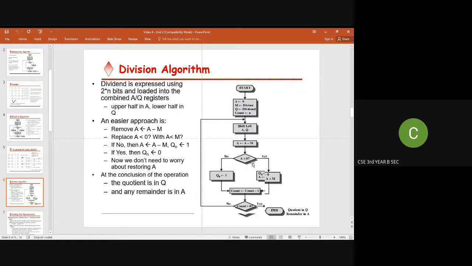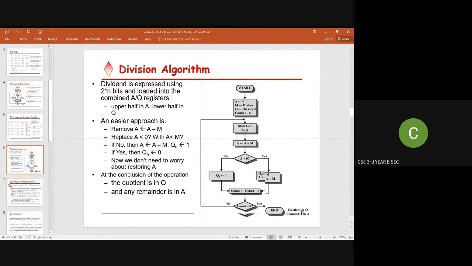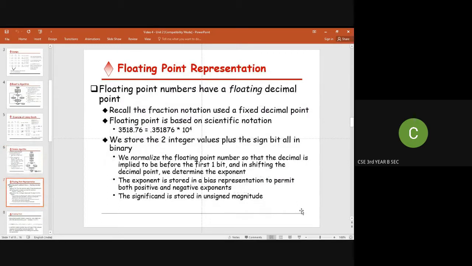If A is less than 0, then Q naught is 0, and A is restored as A plus M. If A is not less than 0, Q naught is 1. Then we reduce the count value, and when count is equal to 0, we end the process. Okay. So in division we don't have any examples.